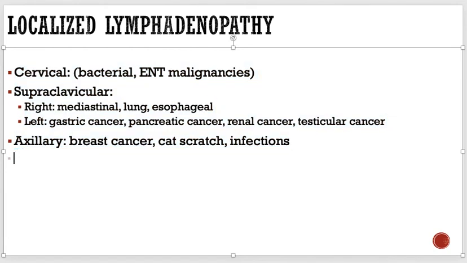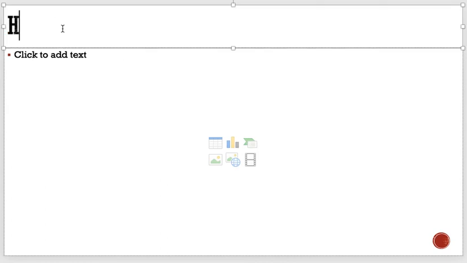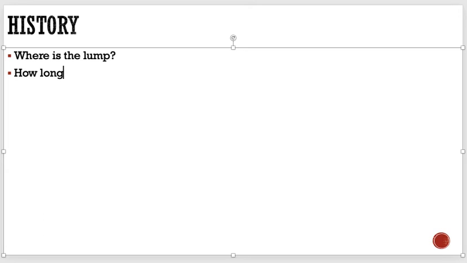examining a history. So for example, if anyone comes for history, what you have to rule out, what you have to think about, first of all, you will ask where is the lump or bump? How long? Progression, and any associated symptoms.